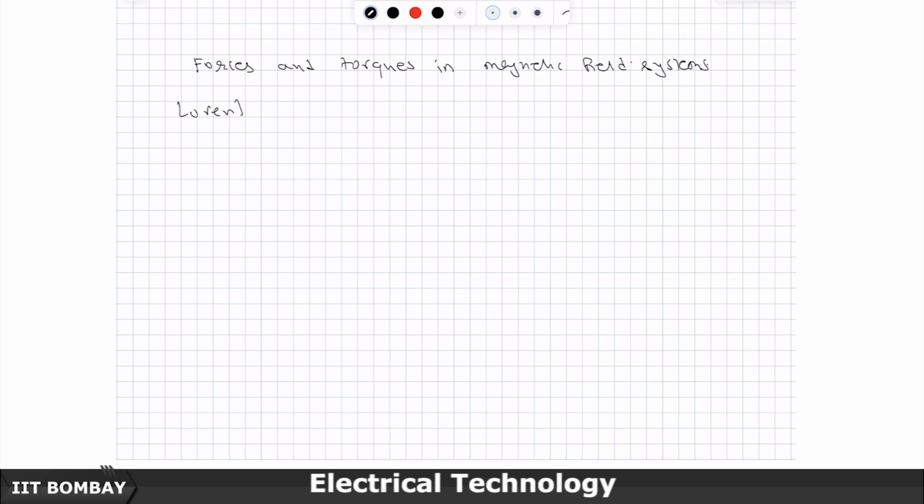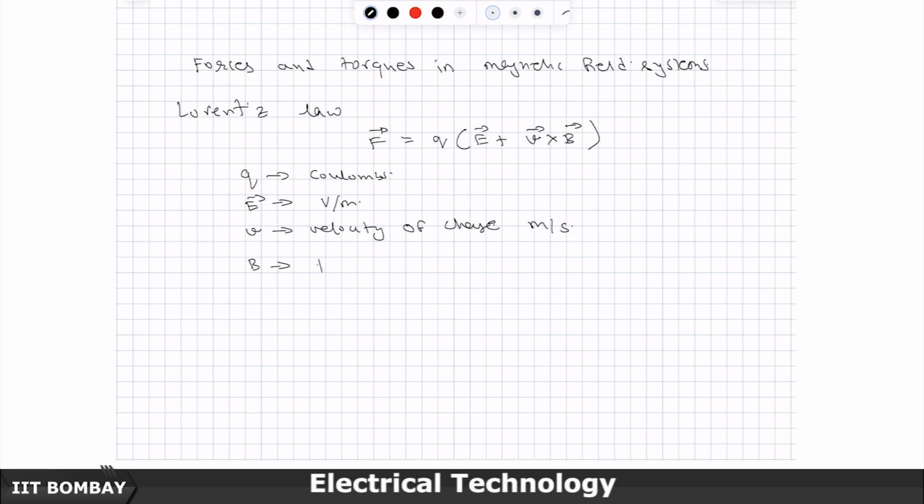the Lorentz law, which you must have studied in your physics, I am very sure about that, says that force, which is a vector quantity, is given by q times of E, the electric field, plus V cross B. So, here q is the charge in coulombs, E is your electric field, its unit is volt per meter, V is the velocity of the charge, everything in of course SI units, velocity of charge, its unit is meter per second, and B is in Tesla, Weber per meter square.